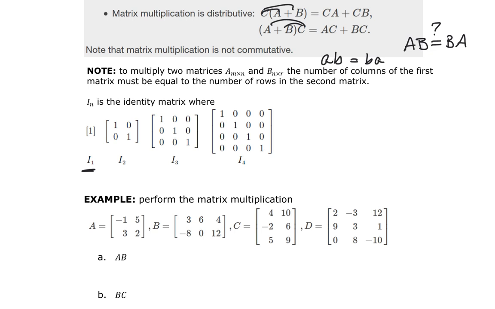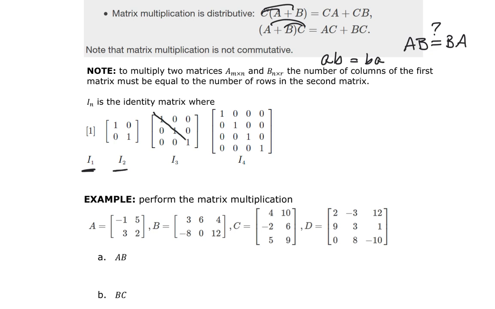It's a square matrix, and square just means it has the same number of rows as it does columns. So the number of rows equals the number of columns. And then we always say the identity matrix is defined as I, and then the subscript tells you the size, and it's square.